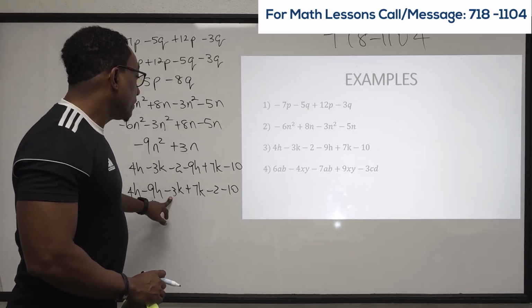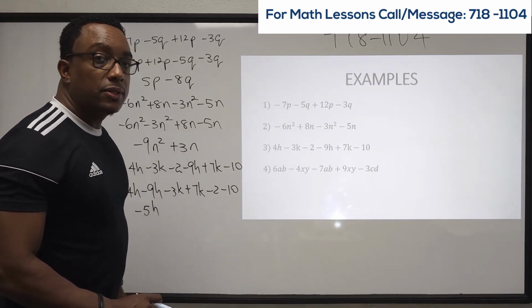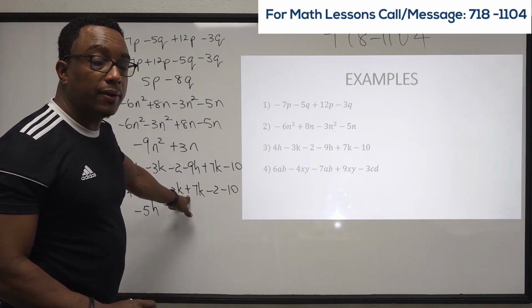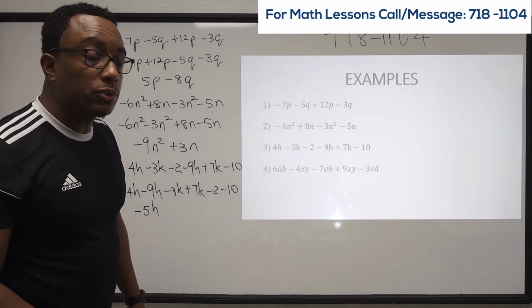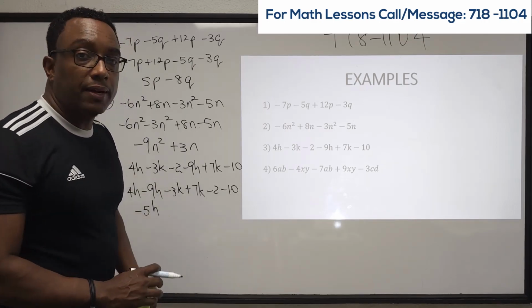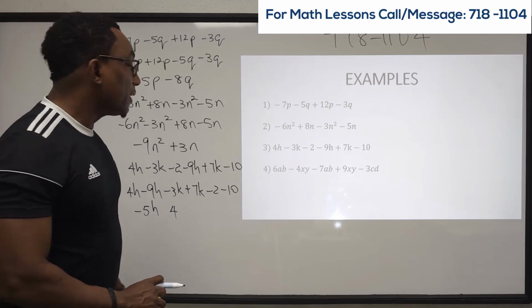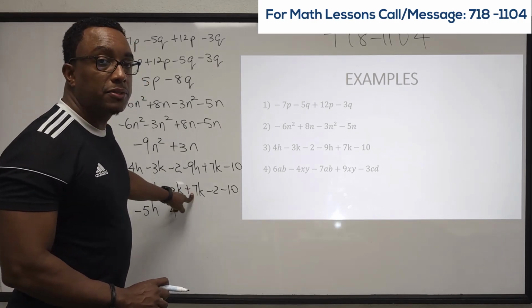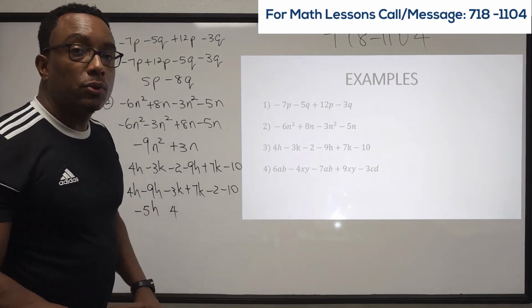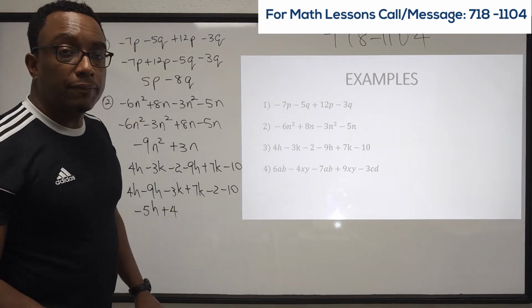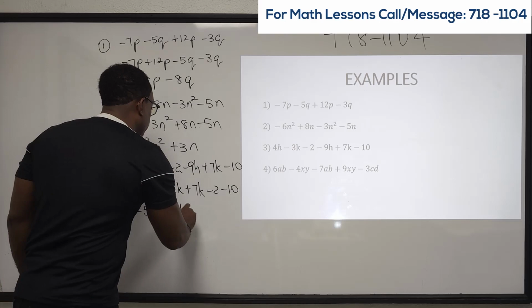Negative 3k plus 7k. So again, like terms. So we look at our signs to guide us. So when the signs are different, we subtract the 2 natural numbers. 3 from 7 is 4. And the sign of the larger natural number, which is 7, a plus sign, controls it. So that plus sign controls your 4. And of course, we maintain our variable and power.